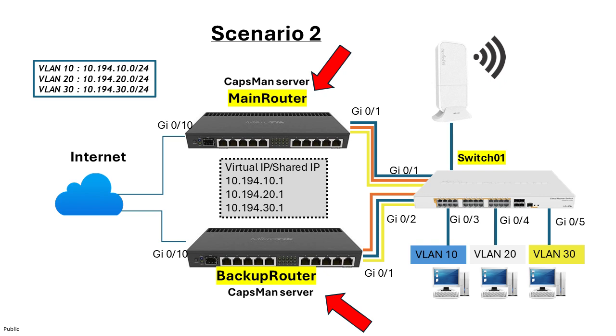Since the caps use the virtual IP for their CapsMan connection, when the primary CapsMan server fails, the caps will reconnect to the backup router that takes over the virtual IP. This ensures continuity in wireless management. It's crucial that both CapsMan servers on the routers have identical settings, SSIDs, security profiles, channels. This prevents configuration mismatches that could cause issues during failovers.